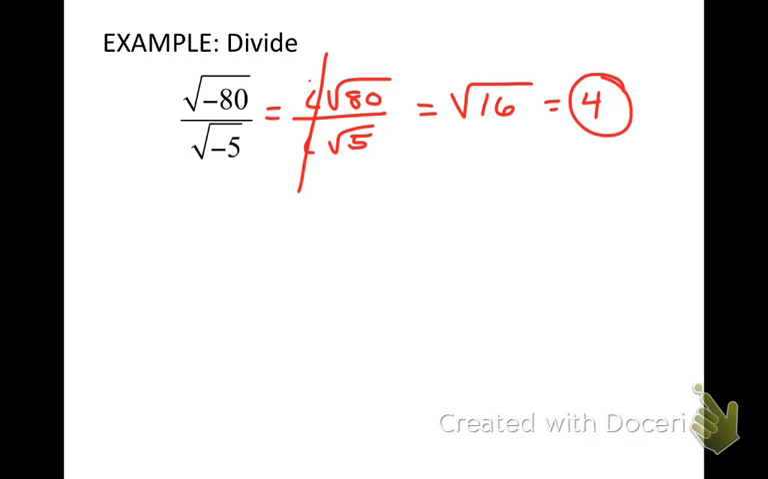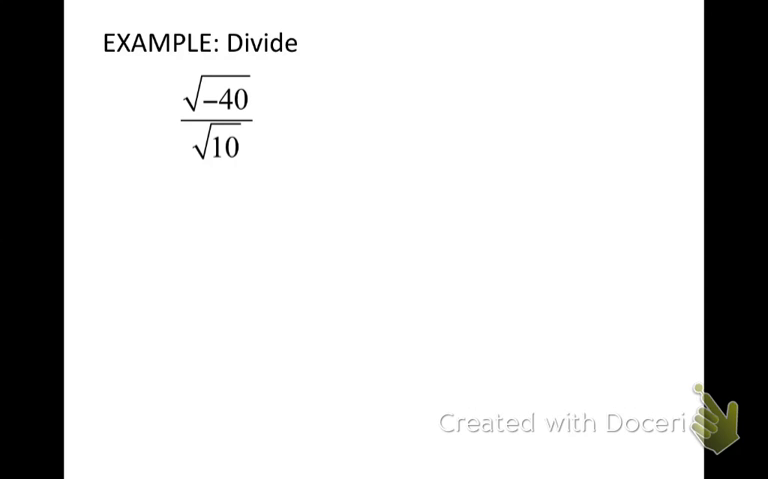Alright, let's do one more of these. So the square root of 40 divided by the square root of 10. How many i's are you going to have in this problem? Just 1 in the numerator. So that becomes an i square root 40 over the square root of 10.